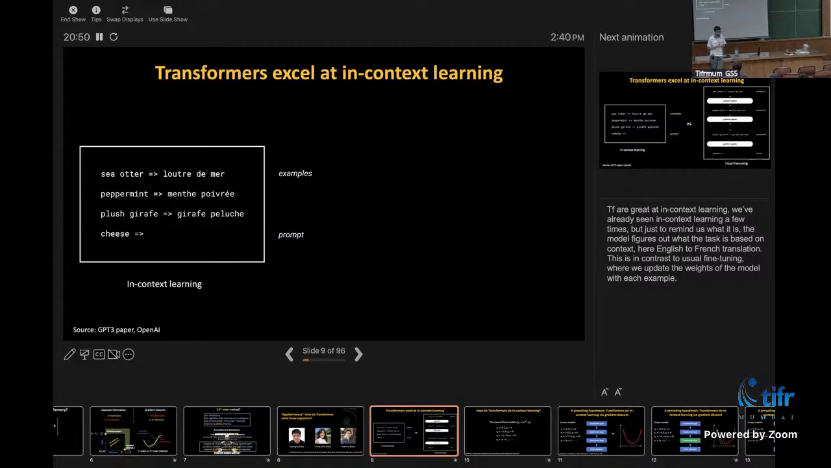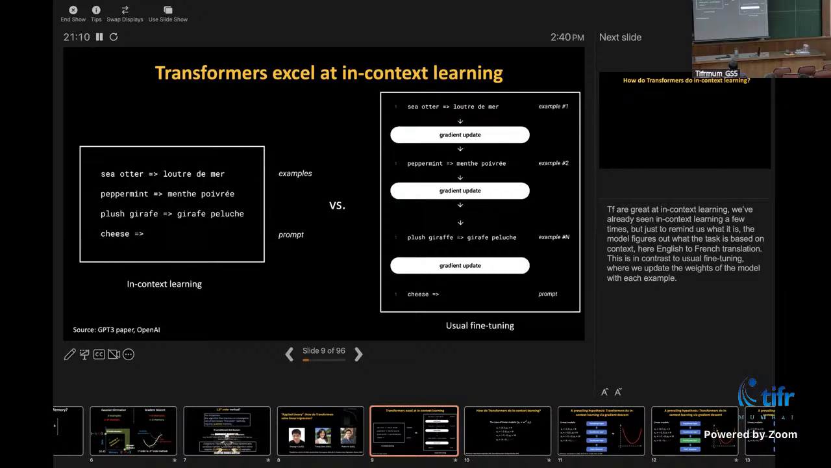So what is in-context learning? In in-context learning, you're given some examples. Here you have some text in English and the translation of the text in French. You have these three examples. Then you have this new test point, cheese, and the goal is to find out the translation of cheese in French. The difference from usual fine-tuning is that you do not update your model when you see these first few examples.